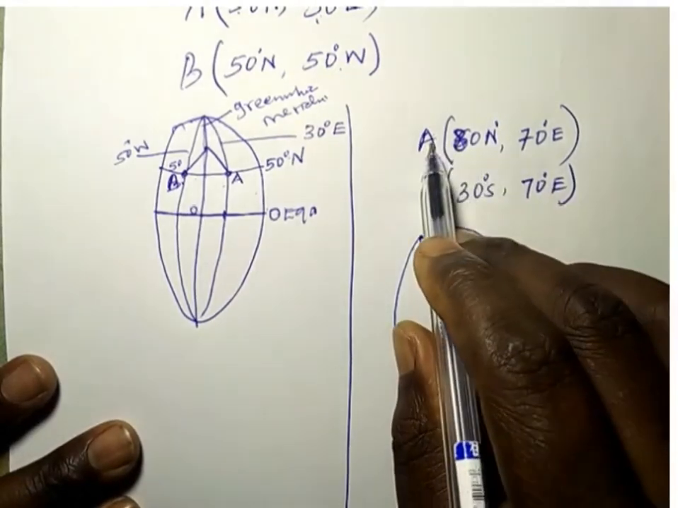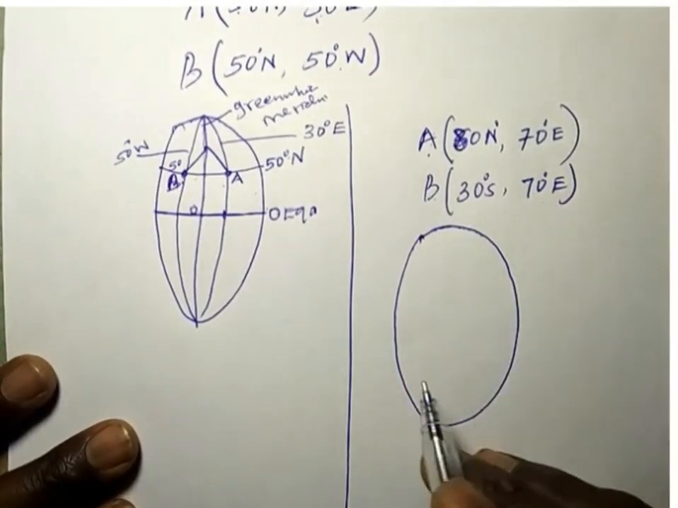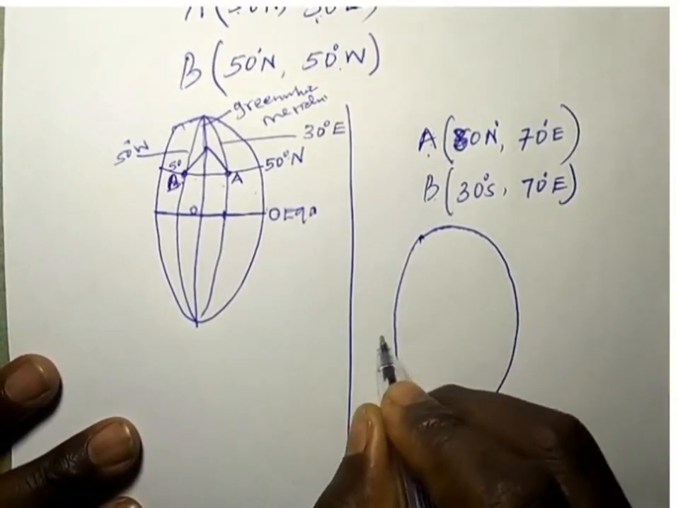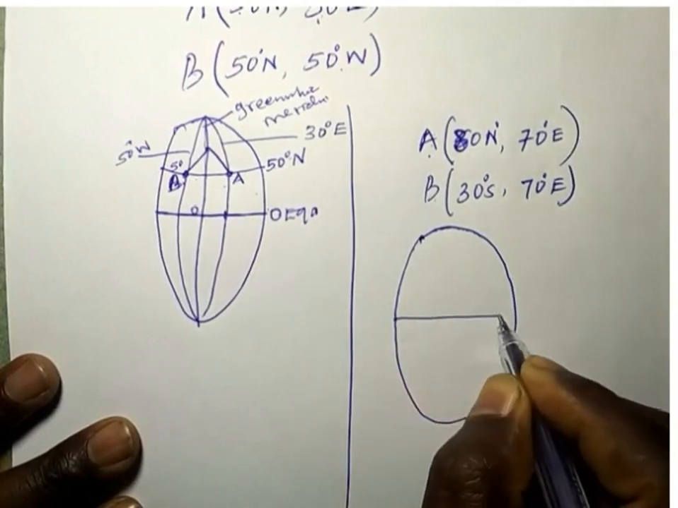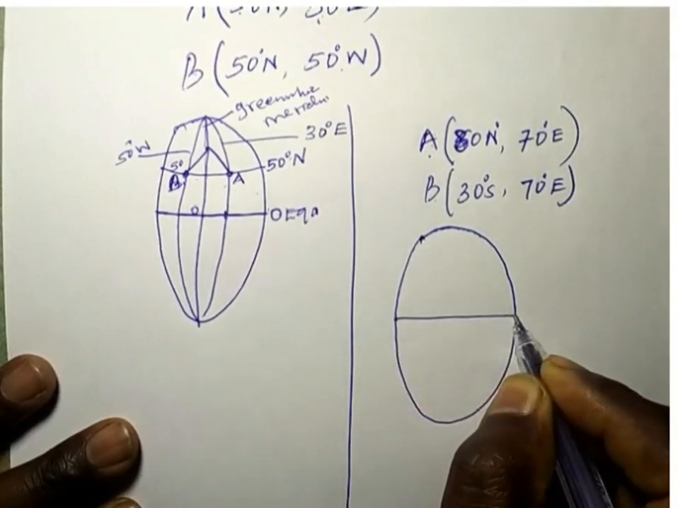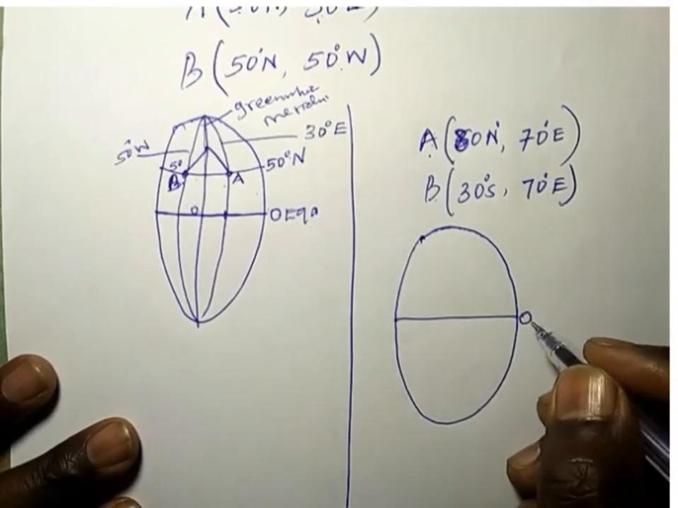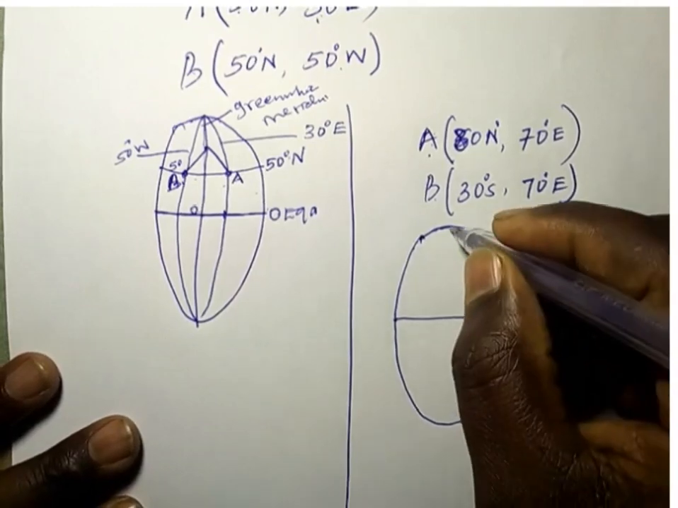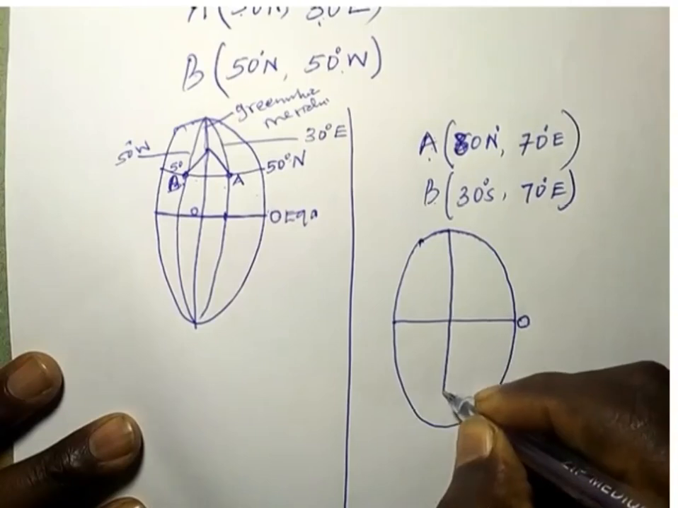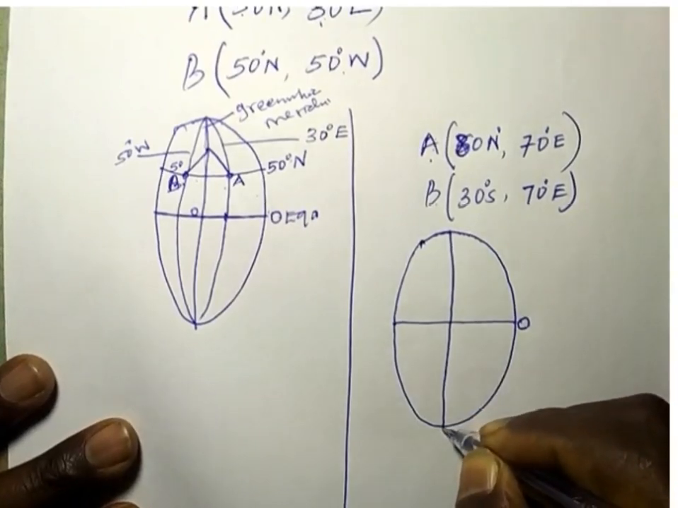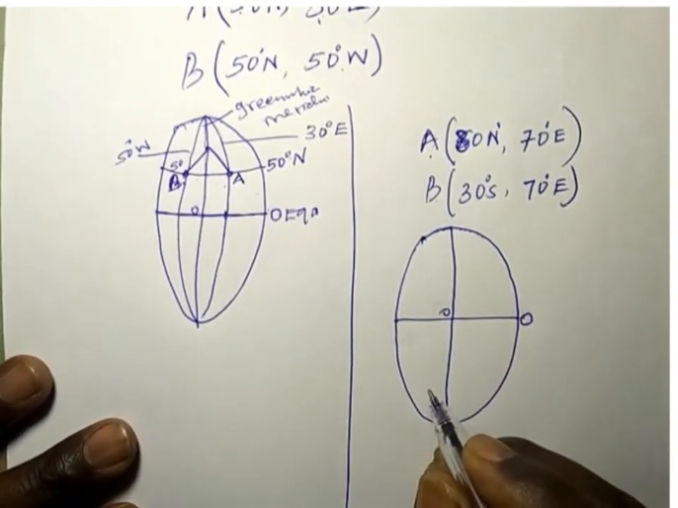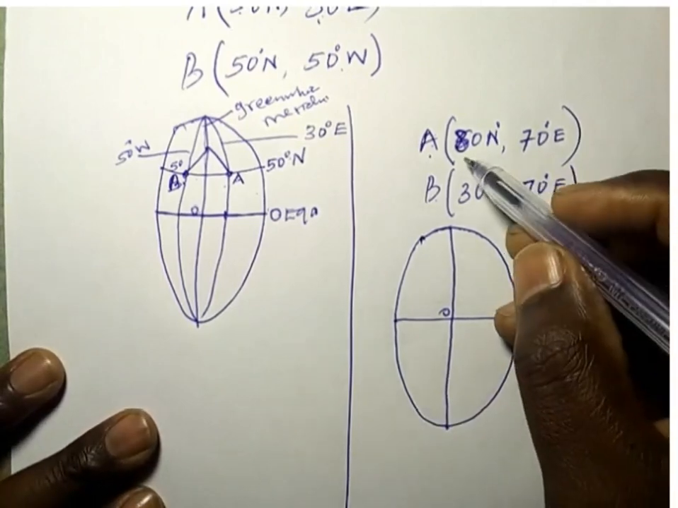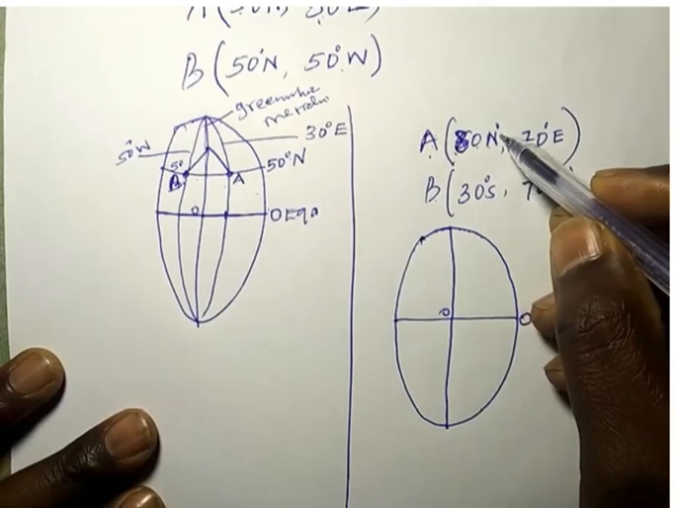We want to locate point A and B on this globe. The first thing you do, draw the equator. The equator we draw because it is our reference point: 0 degrees north, 0 degrees south. Second thing, draw the Greenwich meridian because it is our reference point to the west and to the east, 0 degrees.